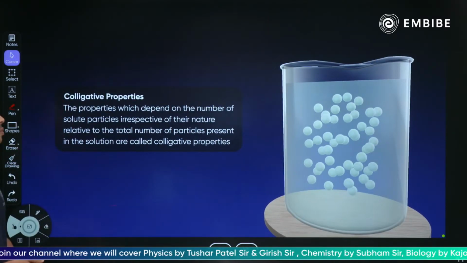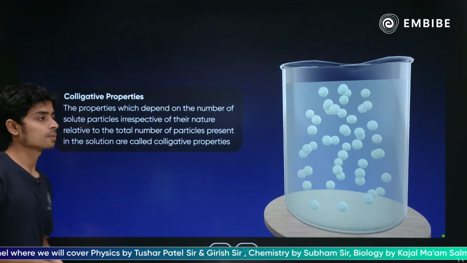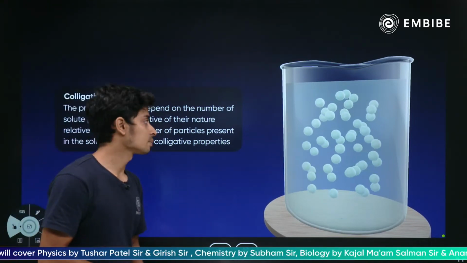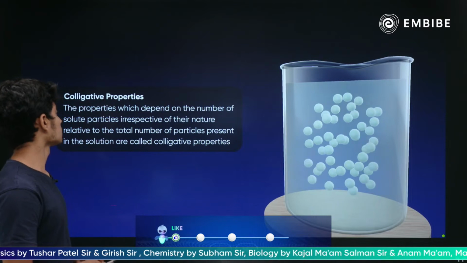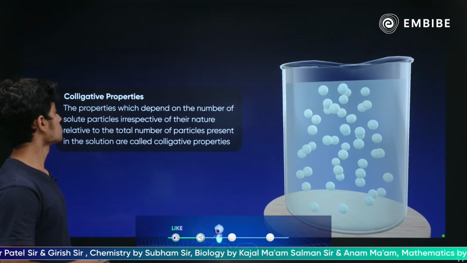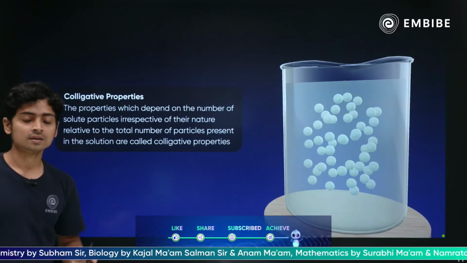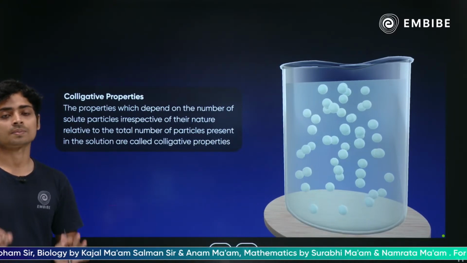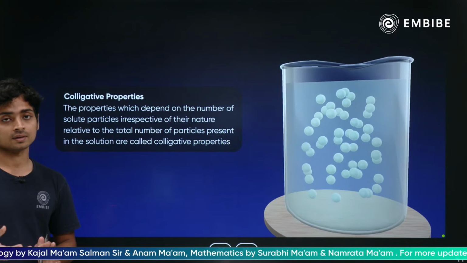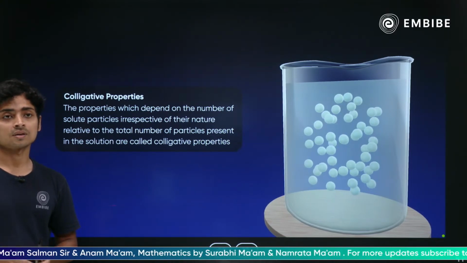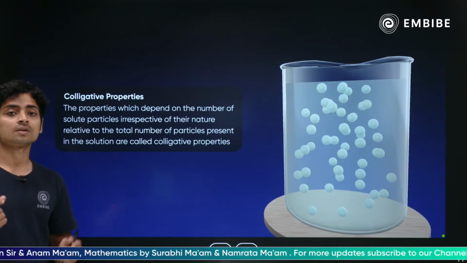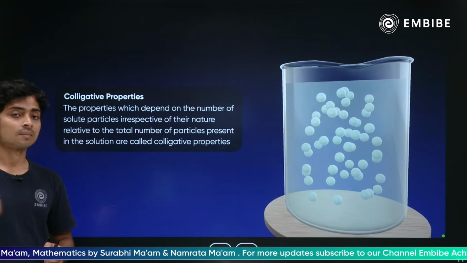Next, what we have, colligative properties. So we'll start our colligative properties today. Colligative properties are basically properties which depend on the number of particles, not on the chemical nature of the particles. It just depends on how many particles are present in the solution. It does not matter what their chemical nature or structure is. It only depends on the number.